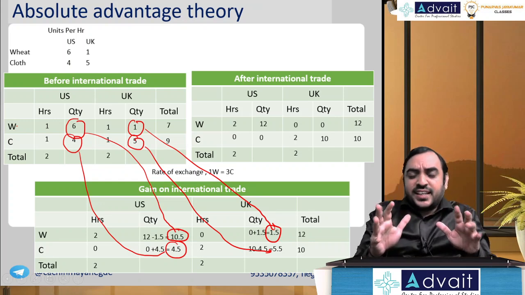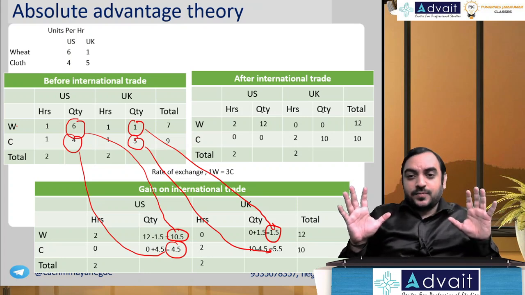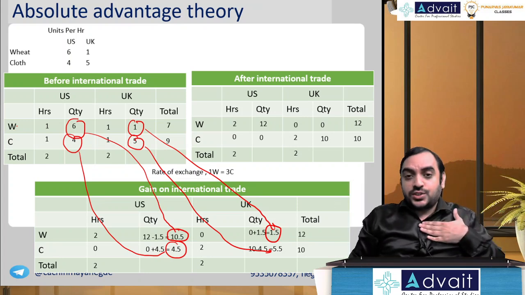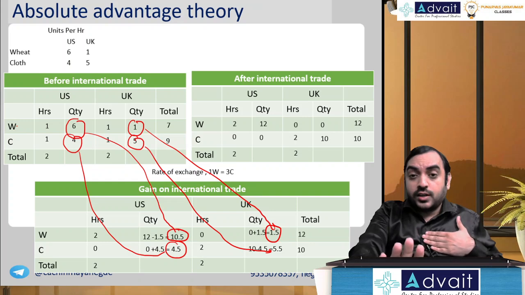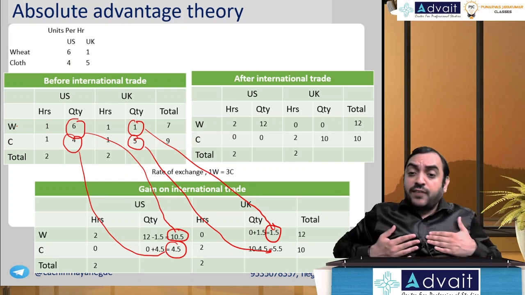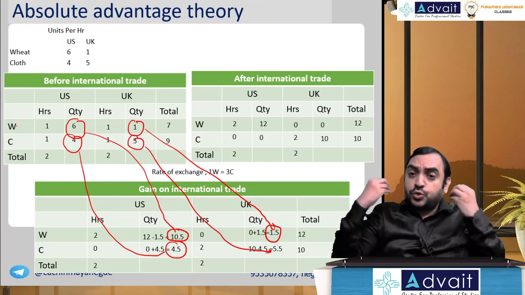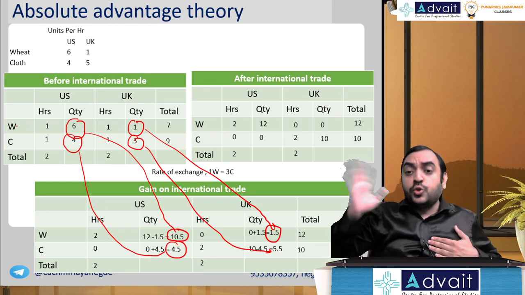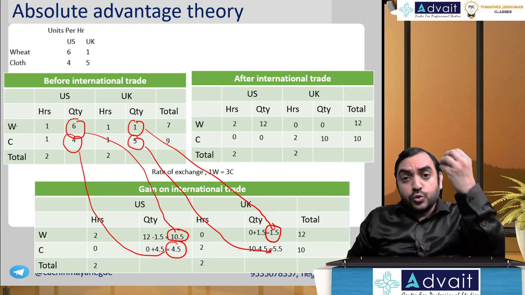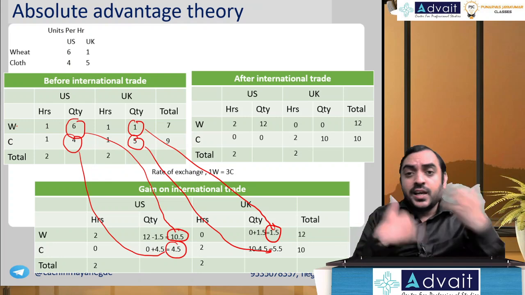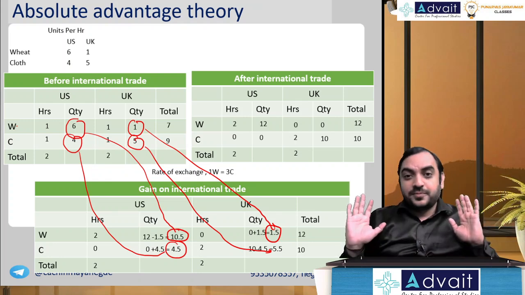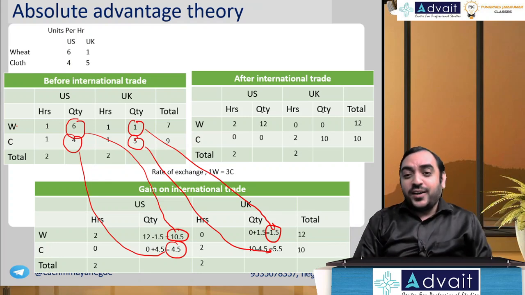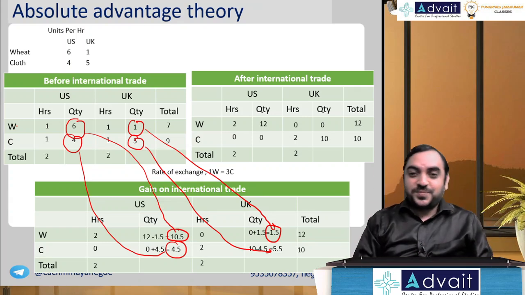By doing specialization, both of them could increase their output. Absolute advantage theory is basically this: I am good at accounts, you are good at law. In the accounts exam, I will read completely. Throughout my 2 months, I'll read only accounts. Law, you read only for 2 months. In the exam, let us copy each other's answers. In the exam, you can't do it, but hope you got the concept. Specialization.